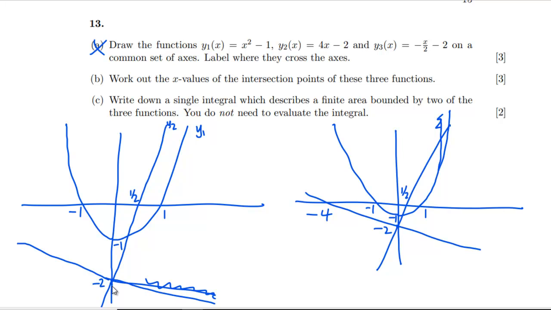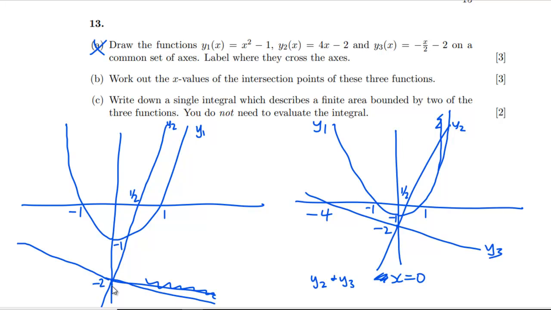All right, okay. So we've got, well, we've already got this one marked on here at -2. So let's label all of these. This is y1, that was y2, this is y3. So y2 and y3 intersect at x is 0, because we just want the x values. So that was that one. And then we've got no intersections between y3 and y1.